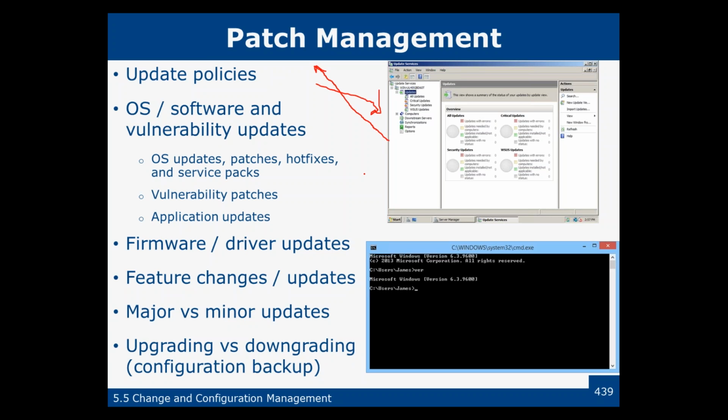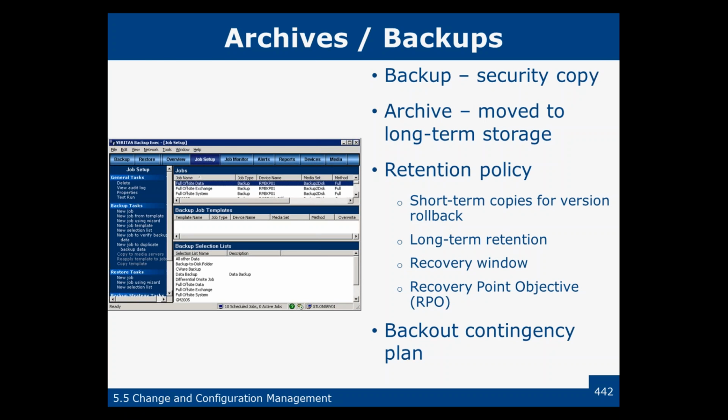Major versus minor updates, what impact again does it have on the system? And then upgrading versus downgrading, configuration backup. We want to make backups of the configurations as we do these things. And then the last one is backups and archives. Backup is a security copy. An archive is when something is moved to long-term storage.